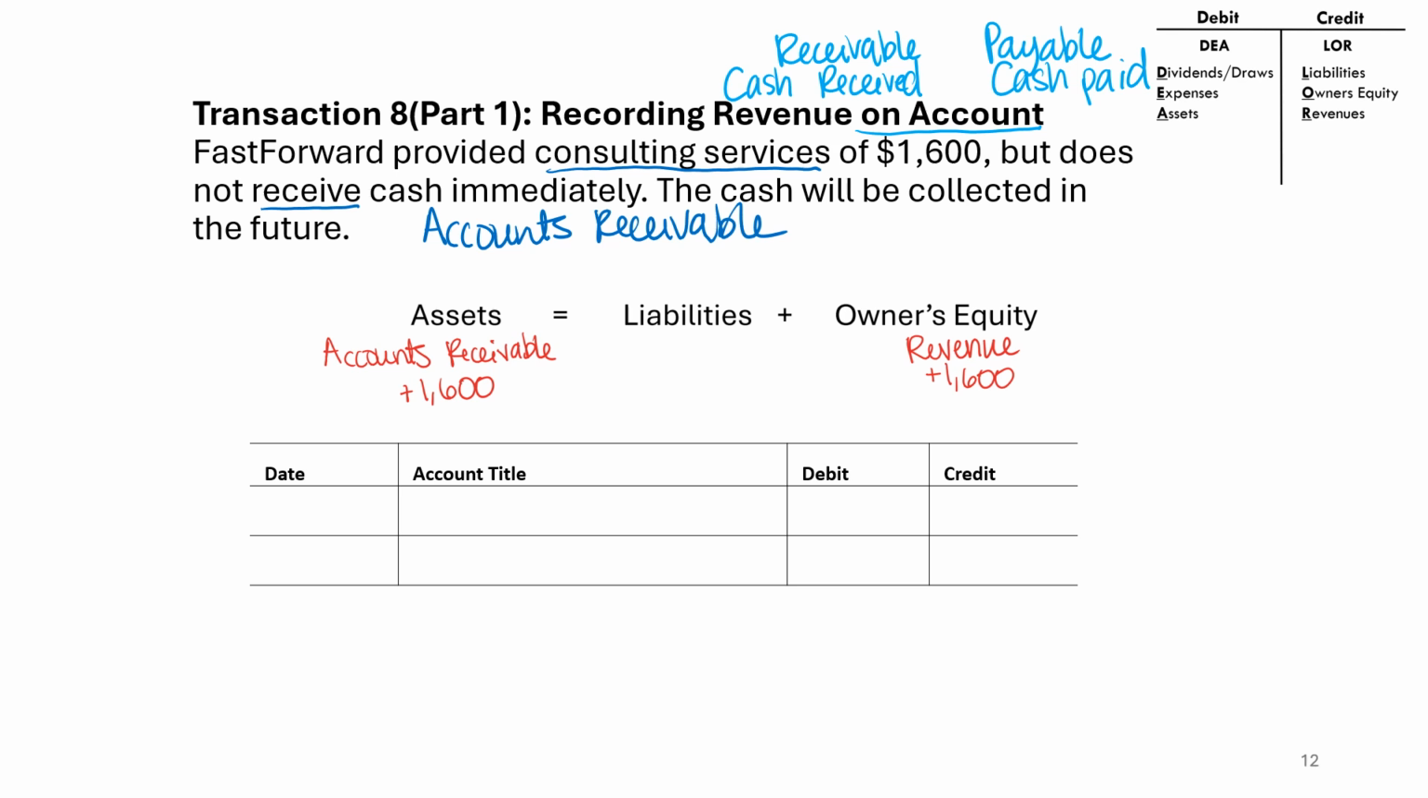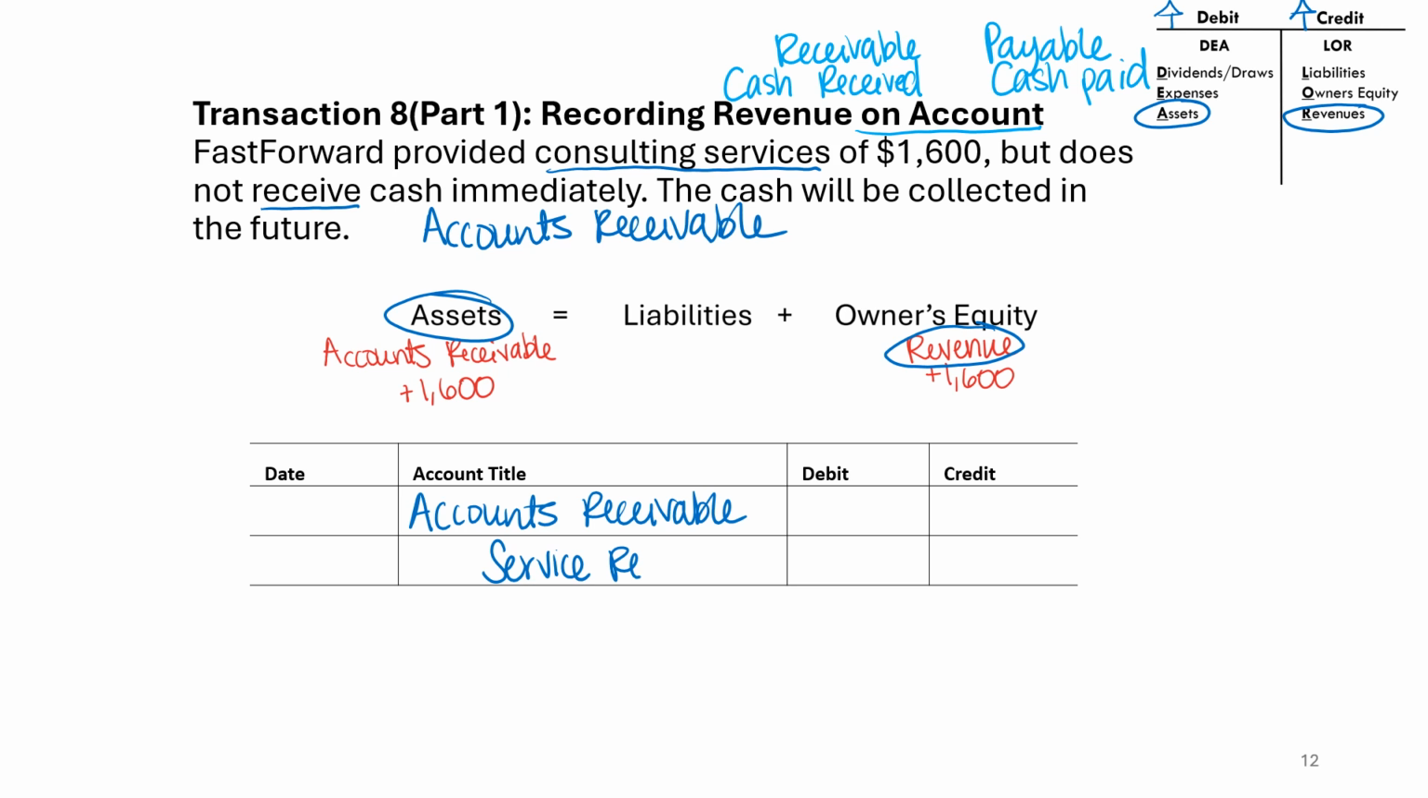And we have a revenue account also. So accounts receivable is an asset. Assets are increased with a debit, so we will be debiting accounts receivable. We're also recording revenue. Revenue is increased with a credit, so we will credit service revenue. The amount is $1,600.